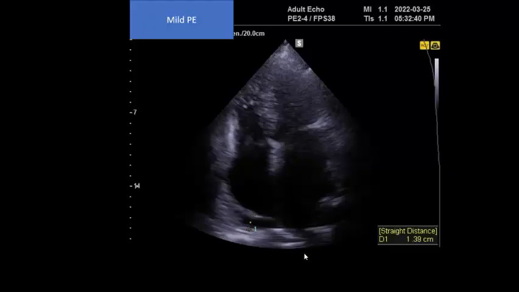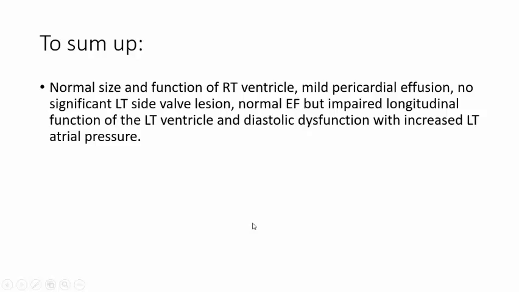And what about another obstructive cause, pericardial effusion? In our patient, it was a very mild pericardial effusion, not enough to cause this acute dyspnea. To sum up our advanced critical care ultrasound for dyspnea in this patient: normal size and function of the right ventricle, mild pericardial effusion, no significant left-sided valve lesion, normal ejection fraction and stroke volume, but impaired longitudinal function of the left ventricle, and diastolic dysfunction with increased left atrial pressure.